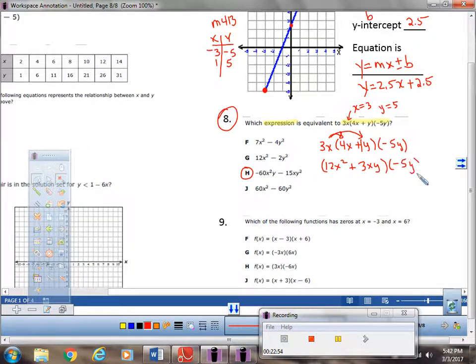And so again, we can distribute. We can take this negative 5y times that, negative 5y times that. So 12 times negative 5, negative 60, x squared y. Got to put those variables in there. Negative 5 times 3 is minus 15, and then x, y, we got two y's there, so xy squared. So this is the answer we're looking for. The correct answer was H, and I seem to have gotten it.